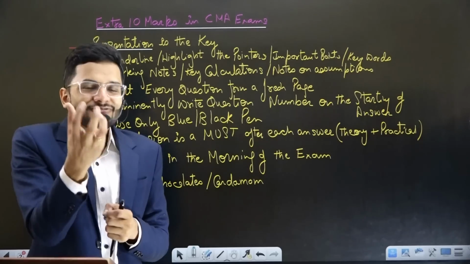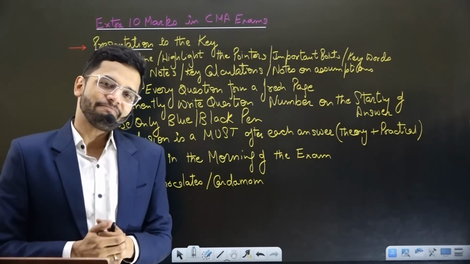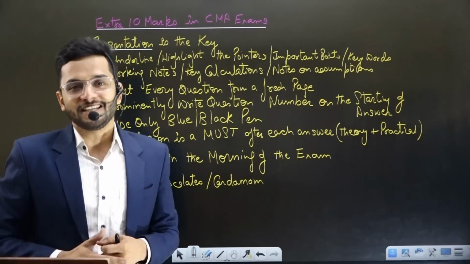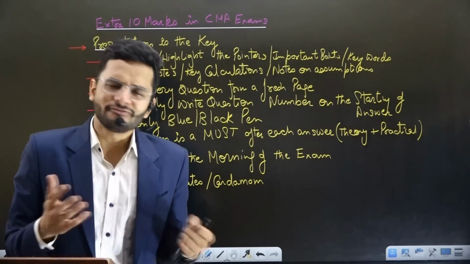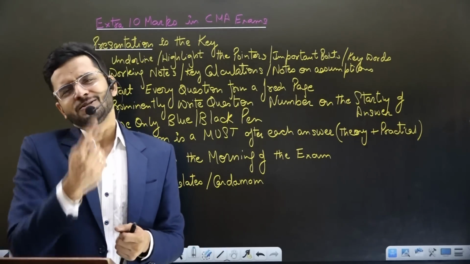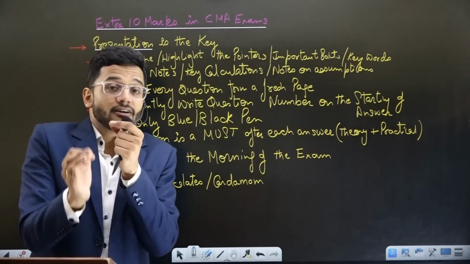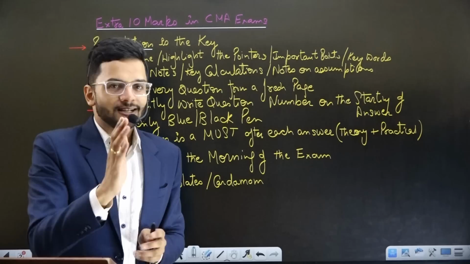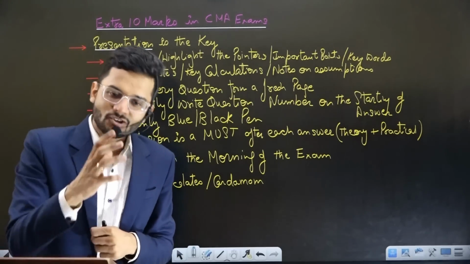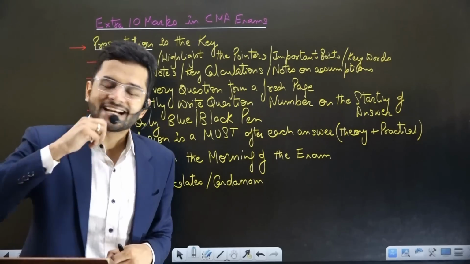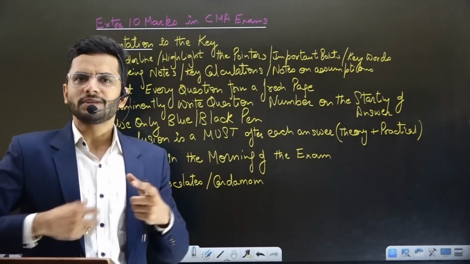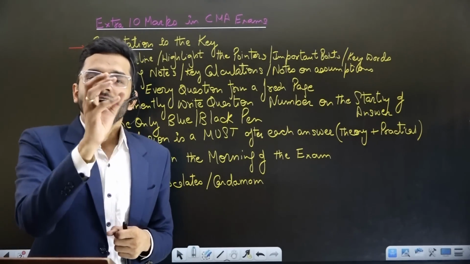And guys, the difference between 39 and 40 is only one mark. The difference between 49 and 50 is only one mark. The difference between 59 and 60 is only one mark. So just one mark of a difference can make a hell of a difference in your result. So today's topic of discussion is how to get that extra edge, how to get that extra score, how to do something extra that can benefit us in our examination.